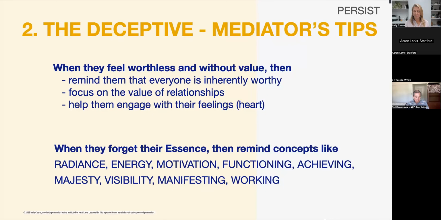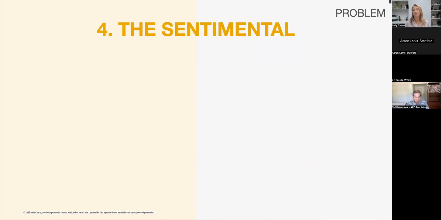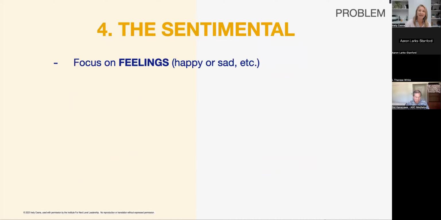All right, barrier number 4. Barrier number 4, the problem of it is what we call the sentimental. The problem of it is an overwhelming focus on feelings. So it's the mood swings, the happy and the sad, the bipolar that takes place in conflicts. So they're either withdrawn or they're over dramatic. It's either or. It's going through those ups and downs.